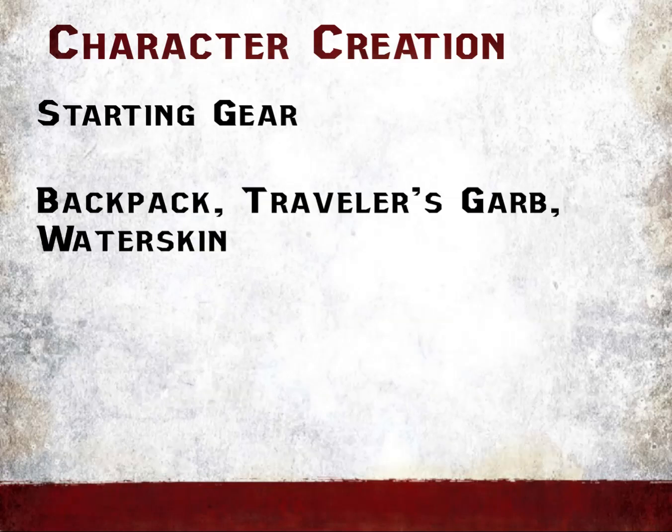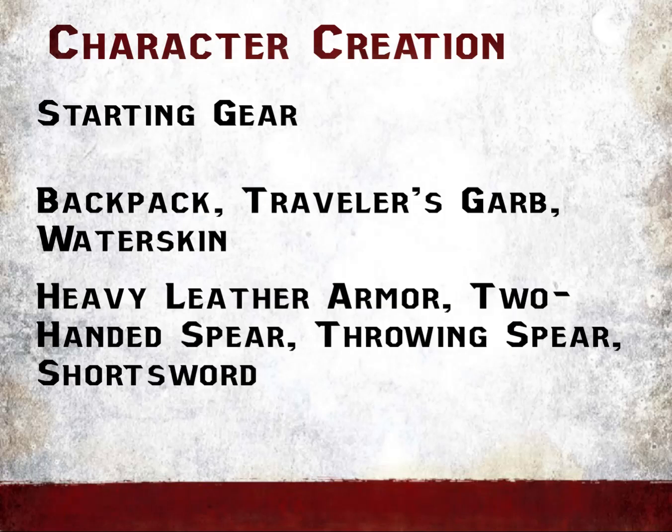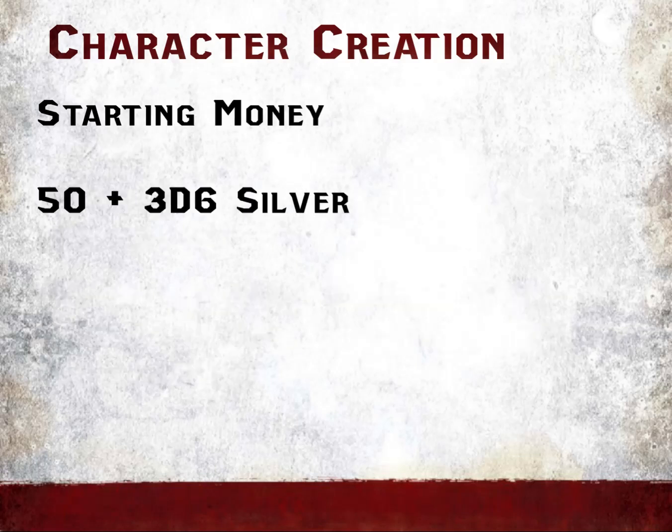And now we get our starting gear. Every character gets a backpack, traveler's garb, and a water skin. For our warrior, we get heavy leather armor and 3 weapons. Obviously, the first weapon will be a two-handed spear. Then I also take a throwing spear and a short sword as a sidearm. Finally, we also get some money, namely 50 plus 3d6 silver. So one more roll.